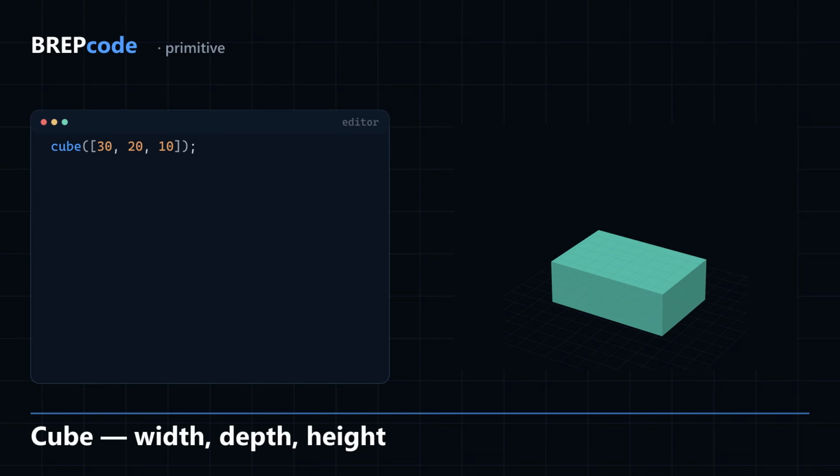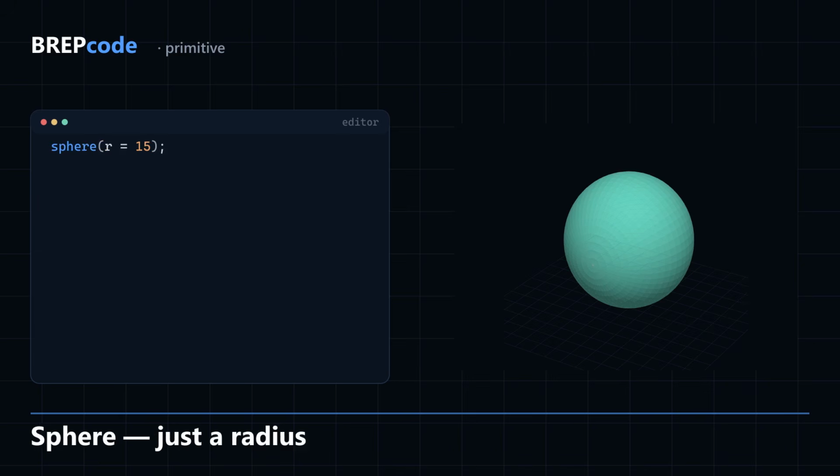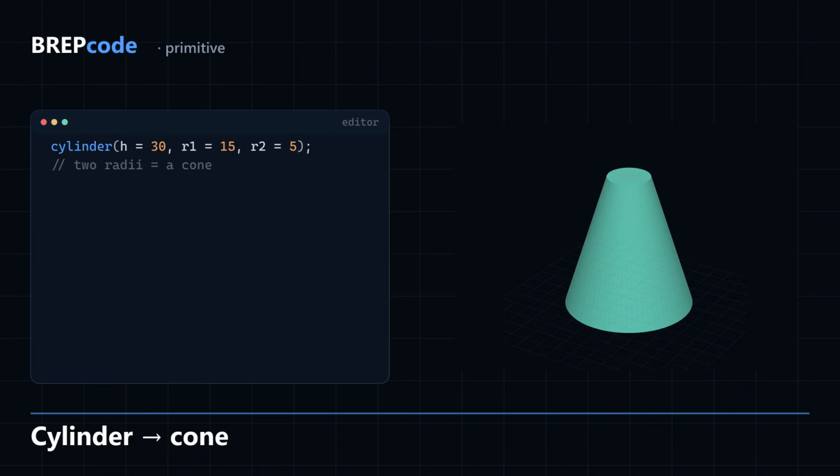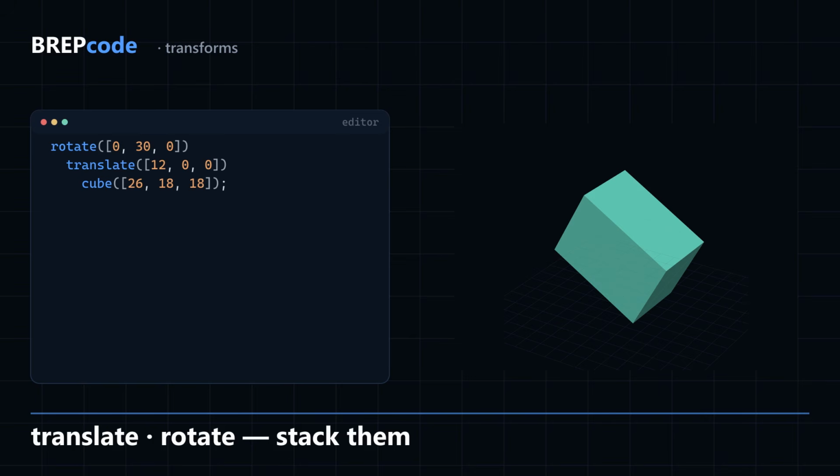Start with a cube, 3 numbers, width, depth, height, that's it. A sphere is even simpler, just a radius. A cylinder takes a height and a radius, give it 2 radii, and you've got a cone. Move things with translate, spin them with rotate, stack as many as you want.